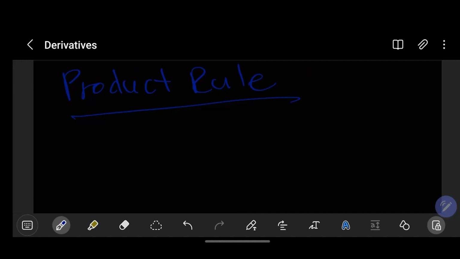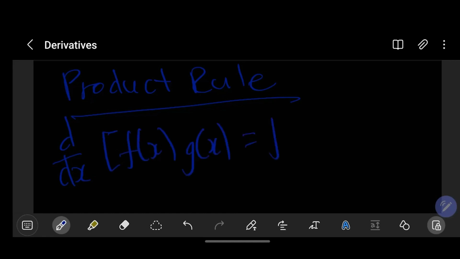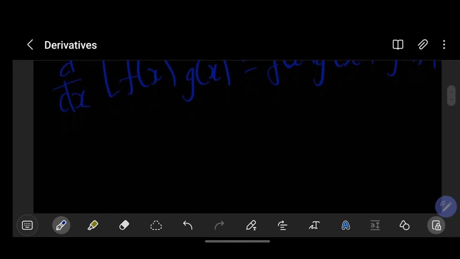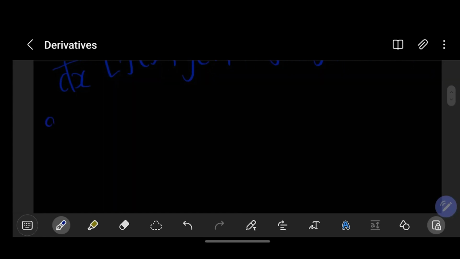Okay, so let's look at the product rule, right? So we do know that the product rule of the derivatives, so we have d/dx of f of x g of x, that's just equal to f of x g prime of x plus g of x f prime of x. Okay, so let's look at a few examples. Let's say we have d/dx of x to the 4 sine of x.